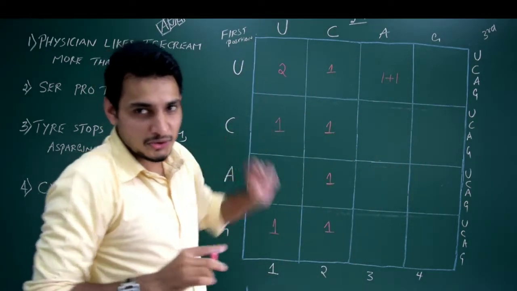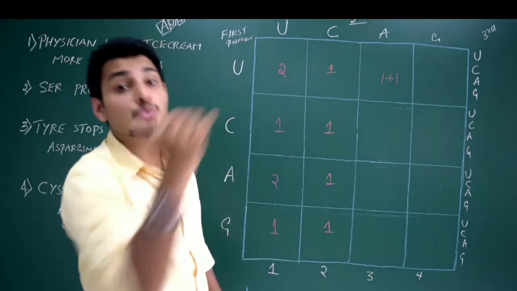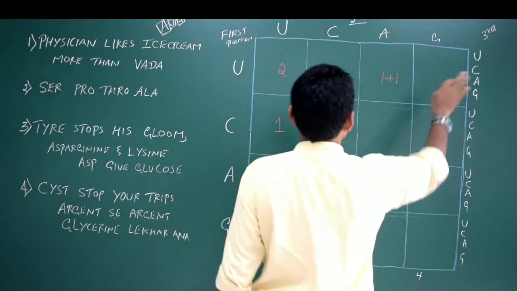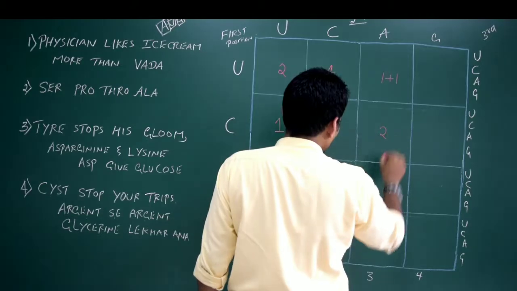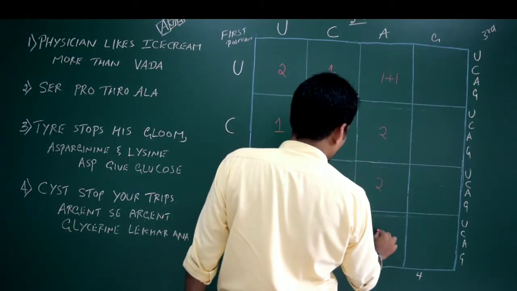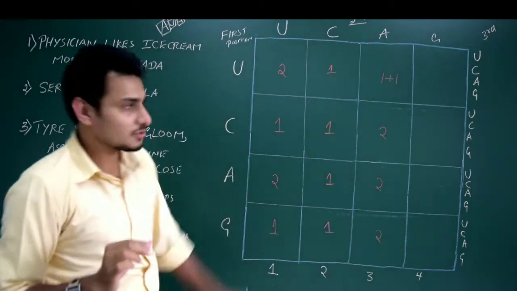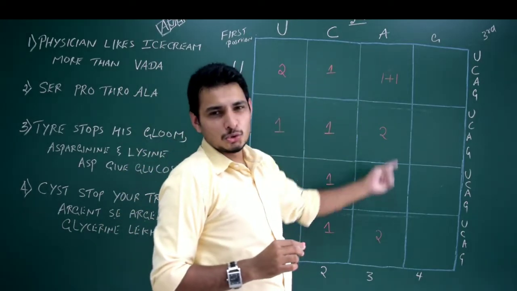Because there is a stop codon. There is one stop codon. Now there are two stop codons. So okay, we will write it like that. Then 2, 2, 2. Simple. So you can take 2, 2, 2, 2, 2.